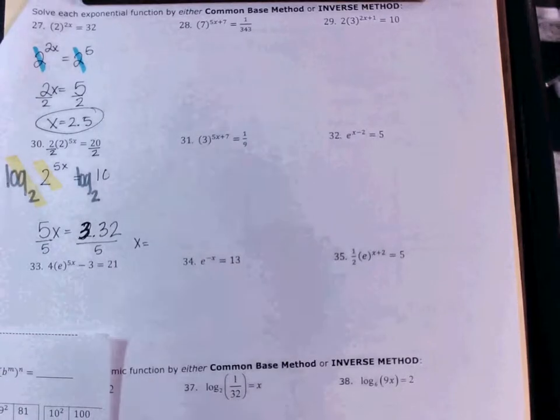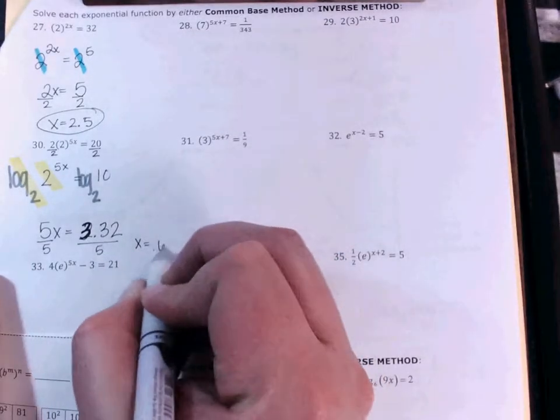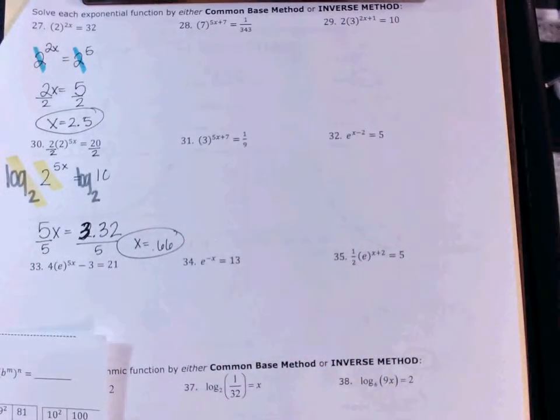So, how do you know whether you can use common base or not? If it's in your chart. If it's not in your chart, you have to use logs. If it's confusing to you to have 2 methods, then you have to do log method because that works for everything. Common base will only work for a few. So we got 0.66. So let's scooch over and look at 31.